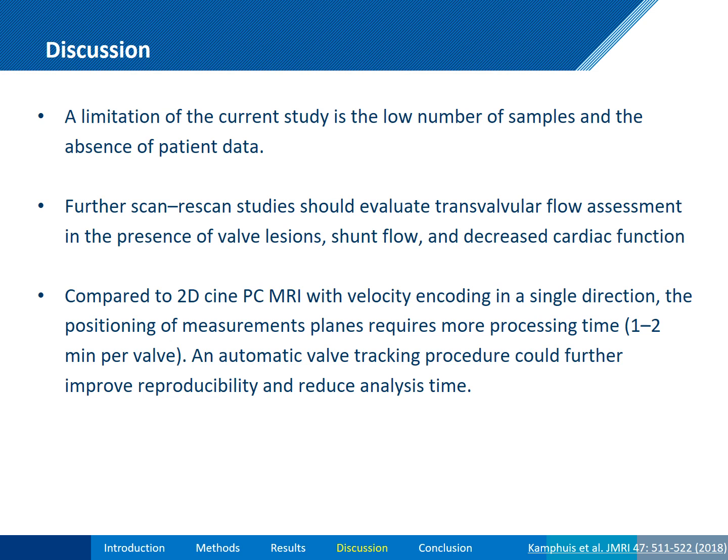Further scan-rescan studies should be done to evaluate transvalvular flow assessment in patients with valve lesions, shunt flow, and decreased cardiac function. A disadvantage of 4D flow MRI with retrospective valve tracking is that it currently requires more processing time than 2D phase contrast MRI with velocity encoding in a single direction. An automatic valve tracking procedure could further improve reproducibility and reduce analysis time.